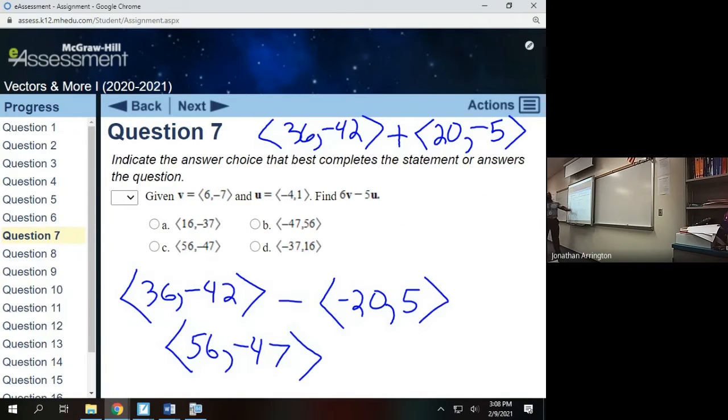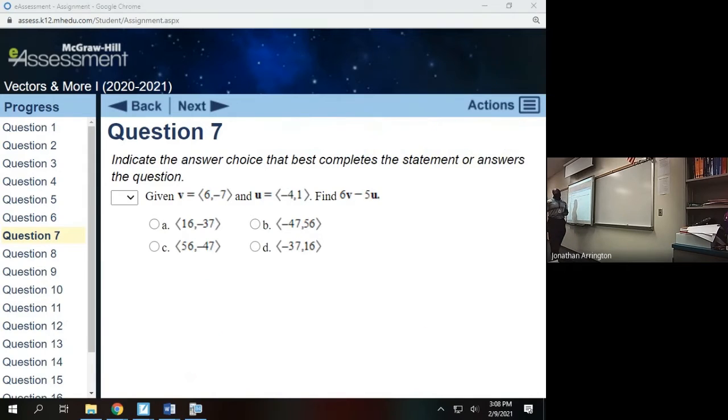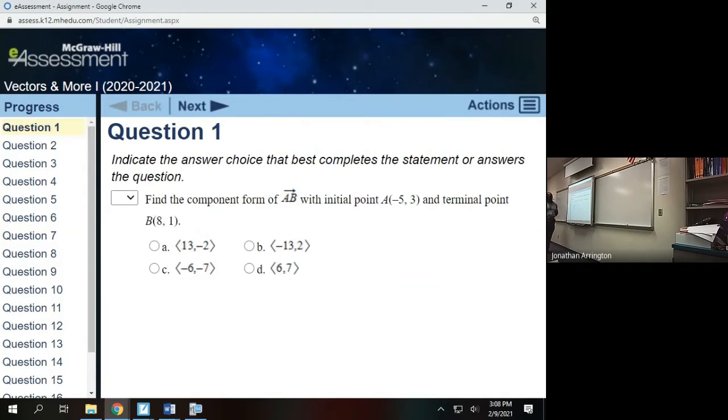There he is. We're not quite ready for that guy yet. Let's erase this junk. Let's take a look at number 1. So you can see it says find a component form of the vector AB, with initial point A and terminal point B. Now again, to put a vector in component form, you do terminal minus initial. So I'm going to do B minus A.